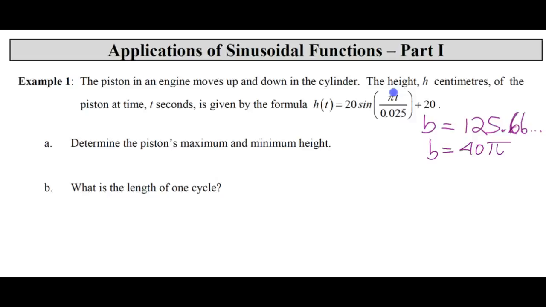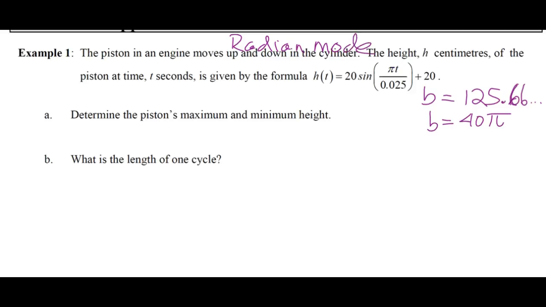And in an actual application of a sinusoidal function, the b value is the conversion from x-axis units, in this case t-axis, time, into radians. It converts time into radians, because the sine function only takes an input in radians, right? So for applications, you've got to be in radian mode. Well, you don't, but your calculator has to be.